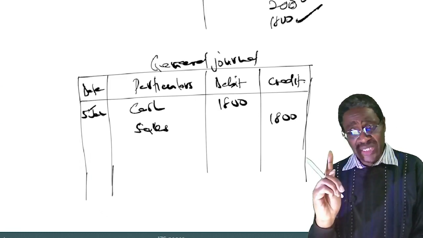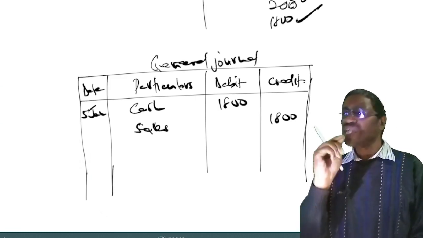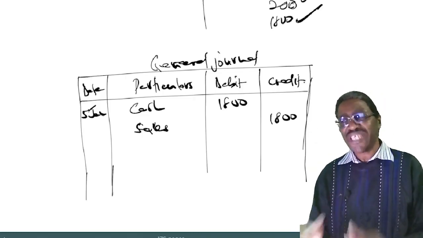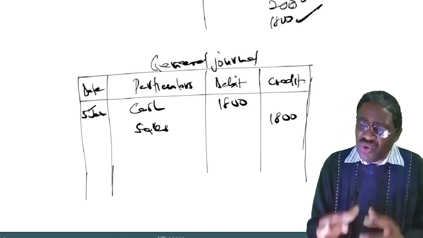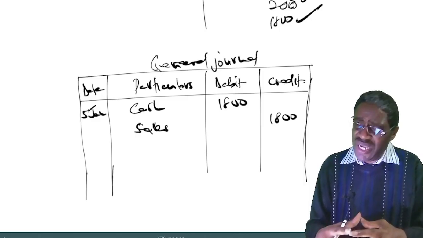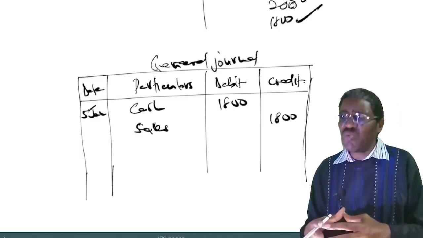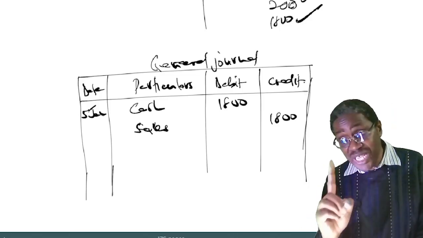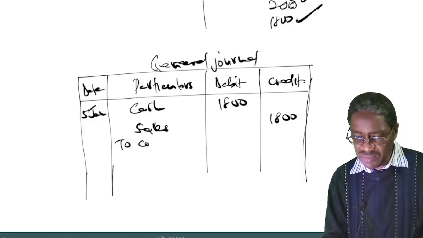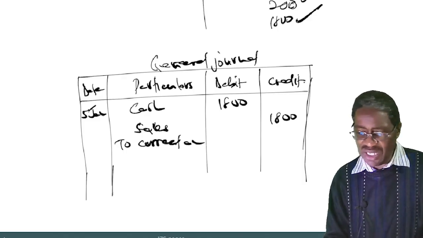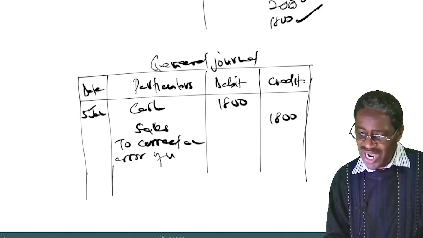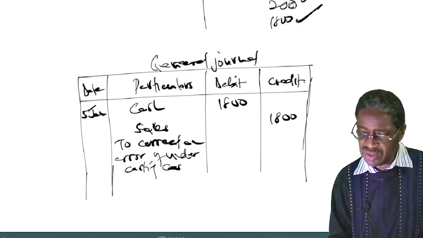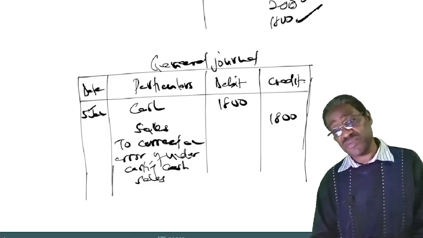Every journal, listen carefully now, must have what we call a narration. Tell whoever reads your journal what you are doing. By debiting cash by 1,800 and crediting sales by 1,800, what are you actually doing? You are telling whoever reads this general journal that you are correcting the error. So you can say here, to correct an error of undercasting cash sales. Something of that nature.